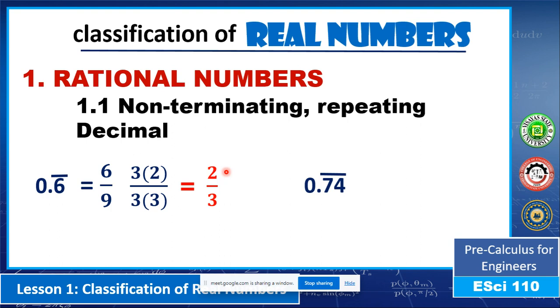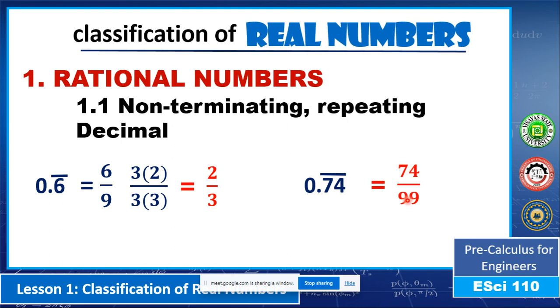Okay. So another one. We have one last example here. How about 0.74? So we have 2 digits now, so two digits are repeating. We have 7 and 4. Therefore, our denominator of 9 also becomes two digits. So this one is equal to 74 over 99.